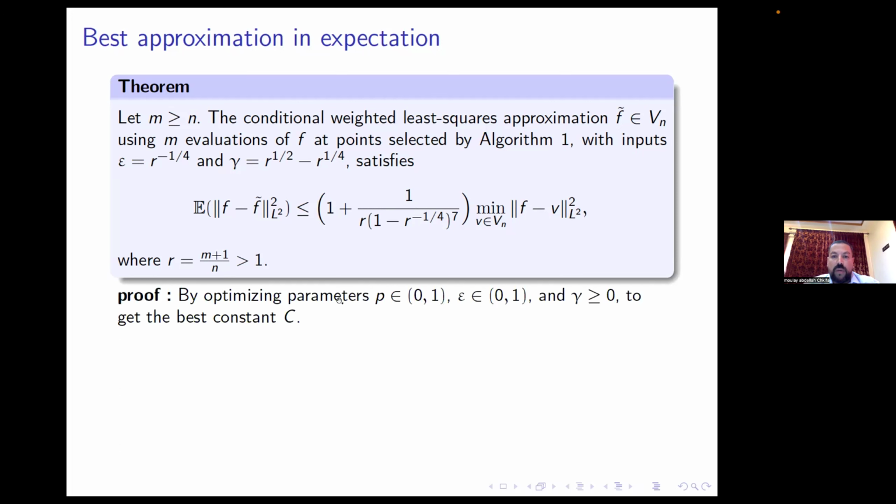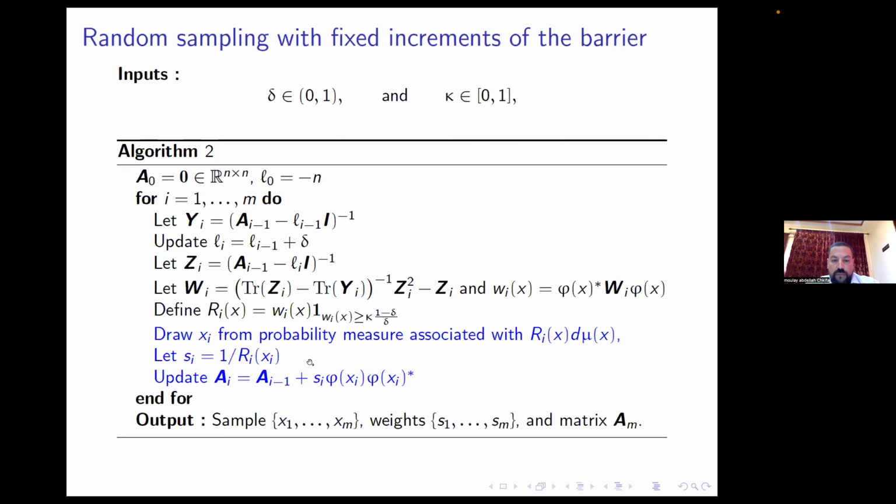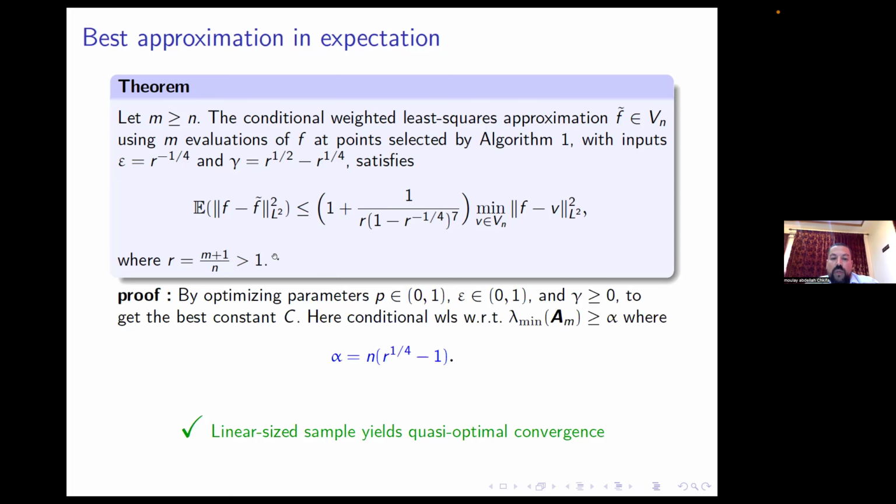And this result is obtained by optimizing all the parameters p, epsilon, and gamma, so that we get the best constant possible, and we get this constant here. Actually, it's not the best constant possible, but we know that we can get this constant over here by carefully choosing epsilon and gamma as these parameters. So this first result shows that we can get quasi-optimal results, which was one of the objectives on the first slide, using linear size samples.